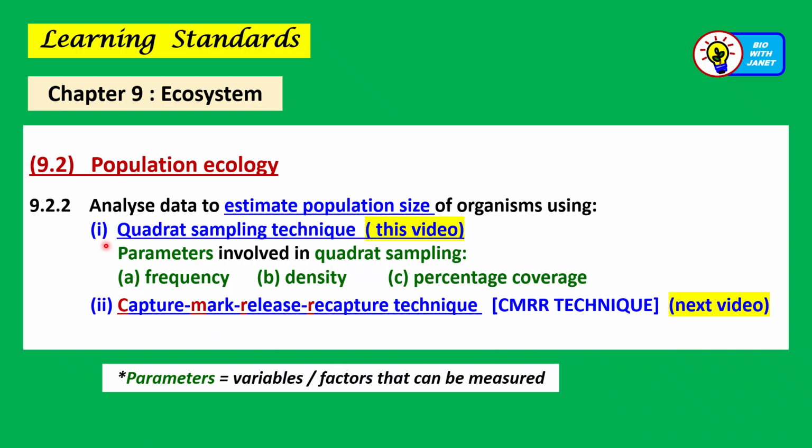For number 1, the quadrat sampling technique, the parameters involved in the quadrat sampling technique are A, frequency, B, density, and C, percentage coverage. So parameters are actually variables or factors that can be measured. So for each of these parameters like frequency, density, or percentage coverage, we will learn the formula on how to calculate it, and we will try out with some examples of plants and animals.